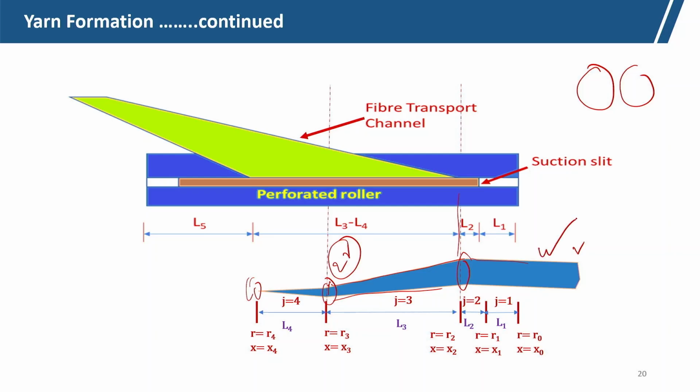The diagram at the bottom shows the yarn diameter profile, and at the top it shows the different zones based on the perforated roller, the drum.